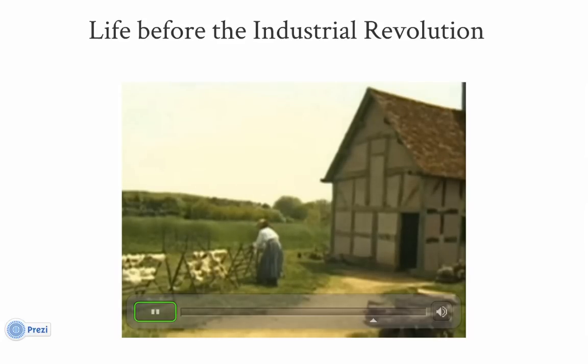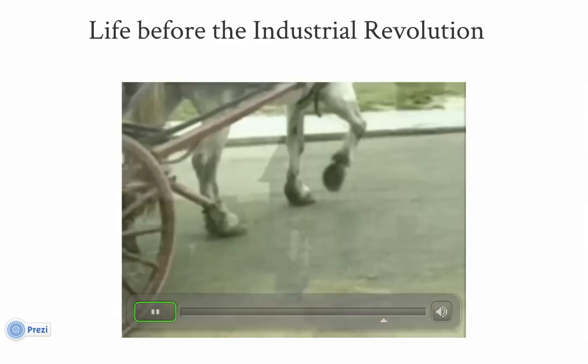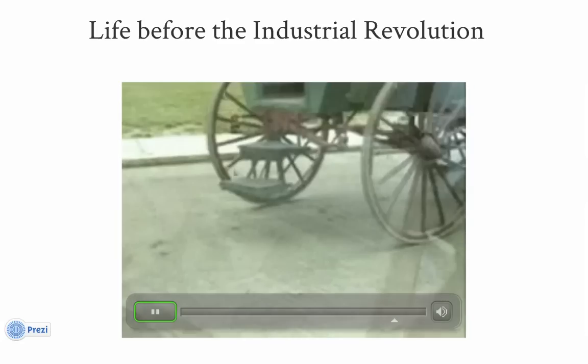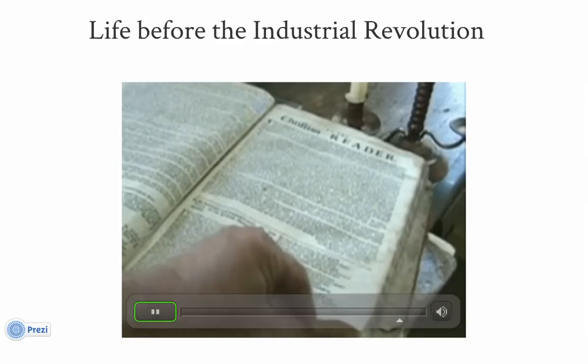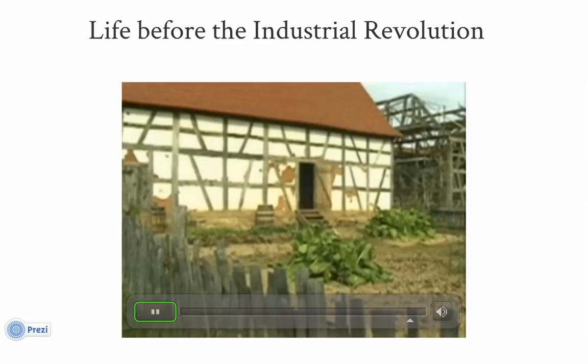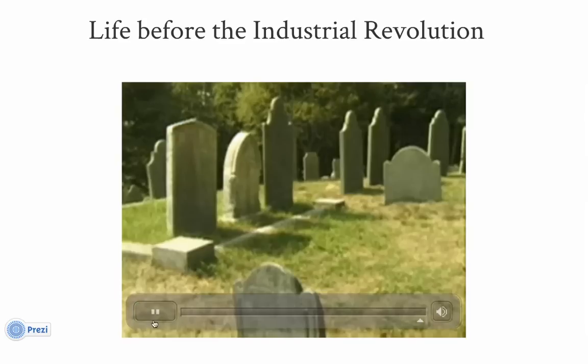The pace of life was much slower before the Industrial Revolution because people had to walk or use horses to move from place to place. There was no public education, so few people could read and write. And due to poor nutrition and living conditions, they didn't live nearly as long as people do today.